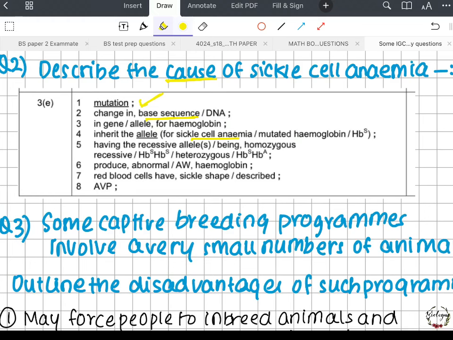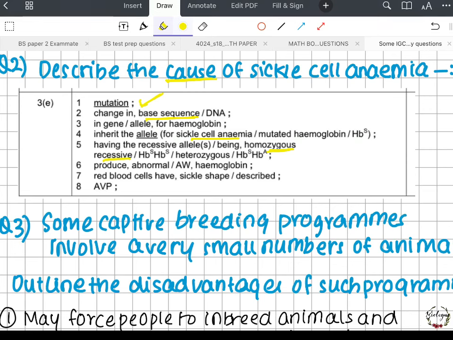Why do people get sickle cell anemia? Because it is a recessive trait. This allele is recessive. Having the recessive allele, being homozygous, it's called homozygous recessive, will cause you to have sickle cell anemia.